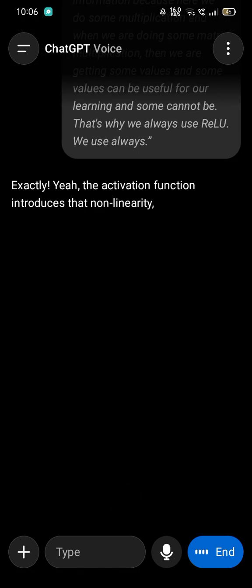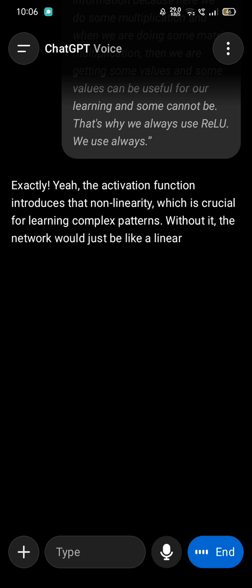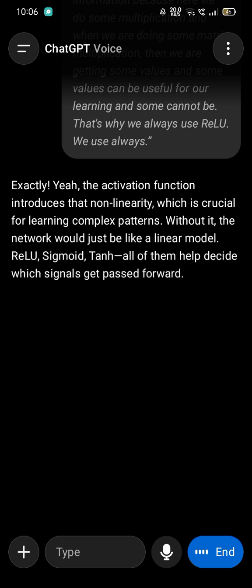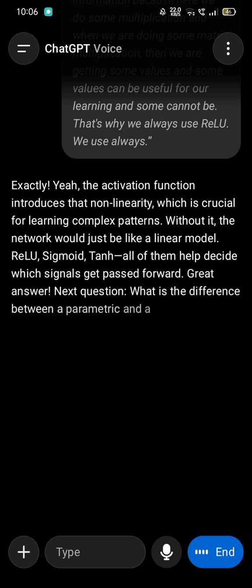Exactly. Yeah, the activation function introduces that nonlinearity, which is crucial for learning complex patterns. Without it, the network would just be a linear model. ReLU, sigmoid, tanh, all of them help decide which signals get passed forward. Great answer. Next question. What is the difference between a parametric and a non-parametric model in machine learning?